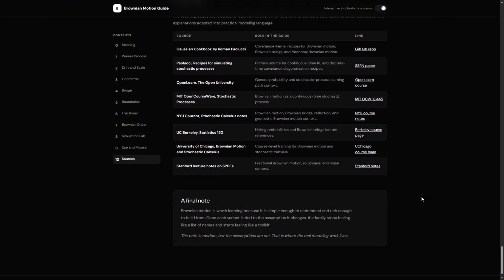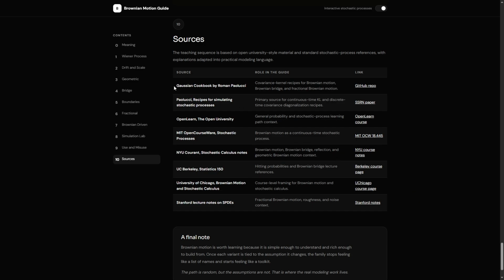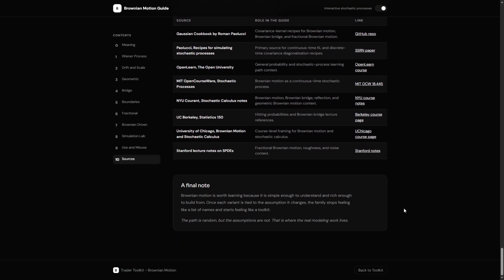Here are also the sources I added: the Gaussian cookbook by Roman, also his recipes for simulating stochastic processes, and there's plenty of material online that universities post on the topic.